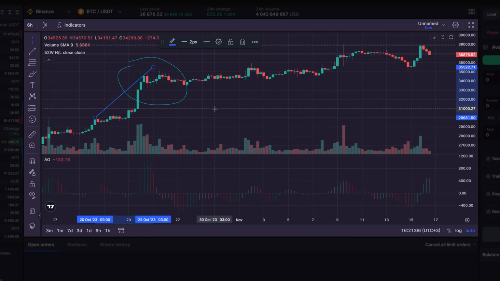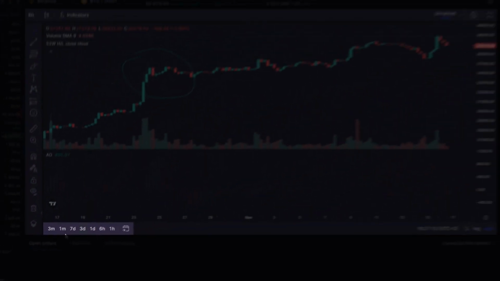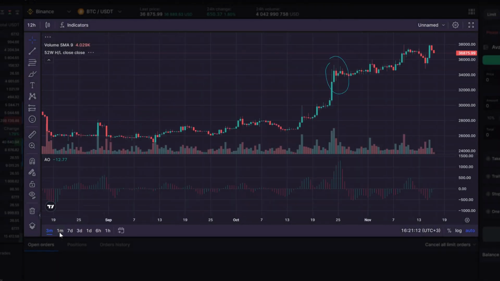The volume chart below narrates the story of trader activity, with time frames that you can adjust from minutes to months, giving you control over how you view the markets.